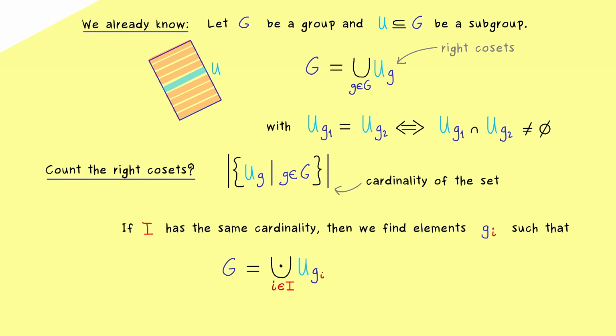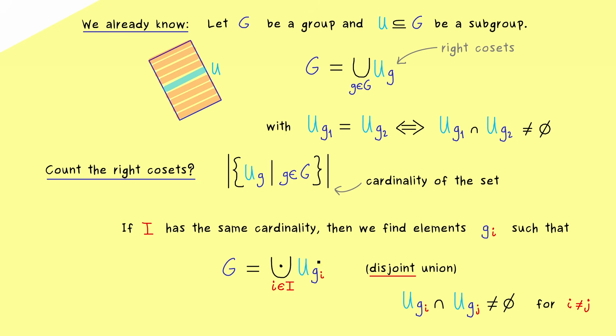So each coset just appears once in this whole union. So please remember here, we choose the elements in such a way that we get a disjoint union. And just to be clear, this means that any intersection we have here between two sets is just the empty set. So for two distinct indices, we get two different sets.